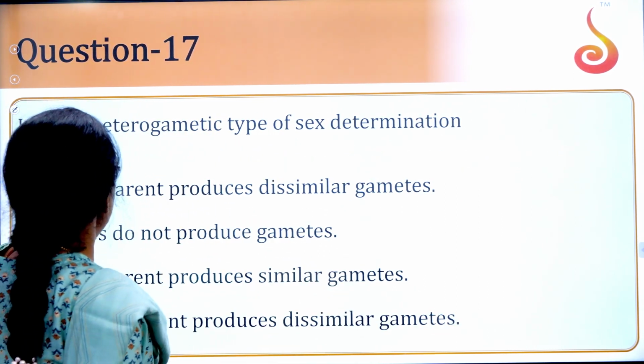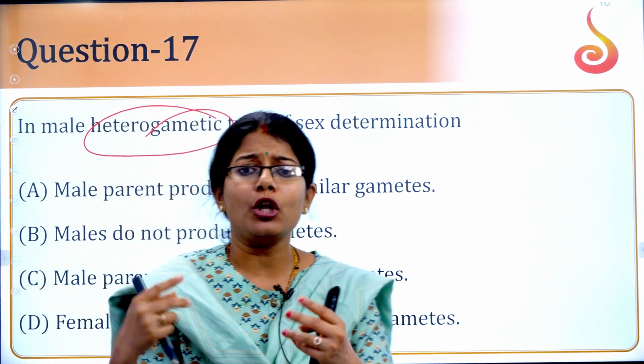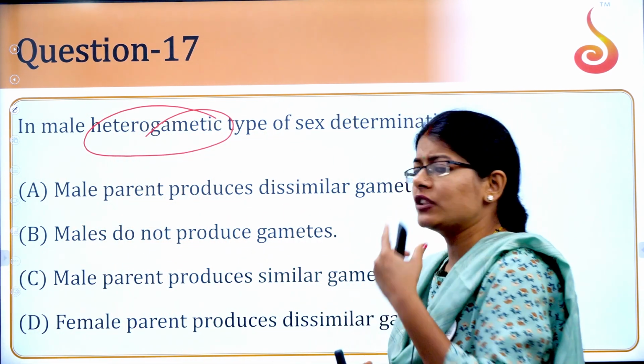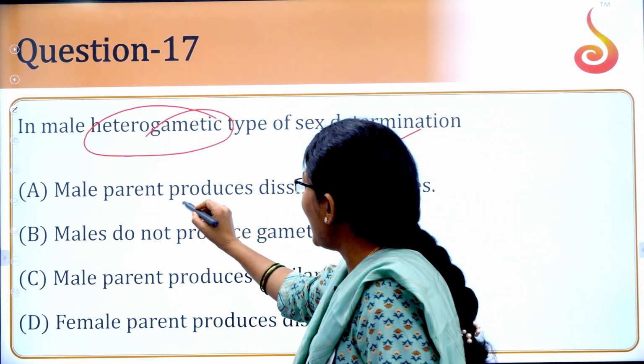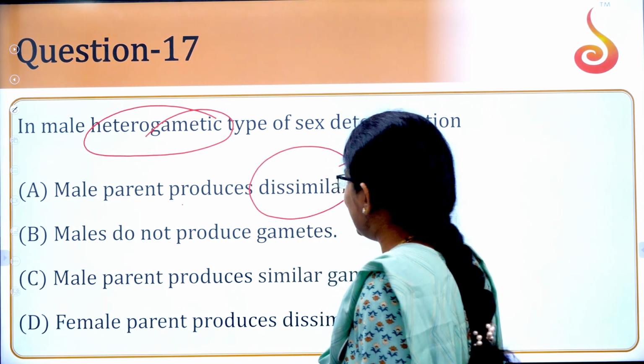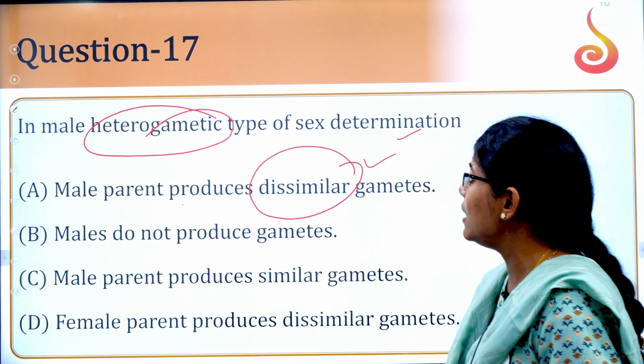Next question. In male heterogamety, look at that. From the word heterogamete only you can derive the answer. Yes, such a simple question it is, students. The type of sex determination is that the male parent produces dissimilar gametes, which is actually the answer. Very simple, connected to the question itself.